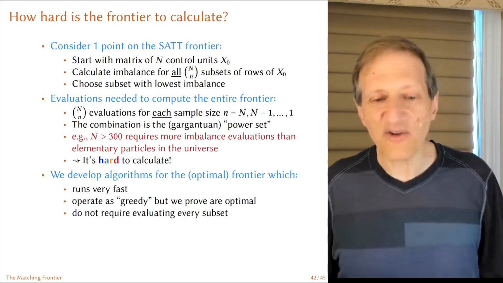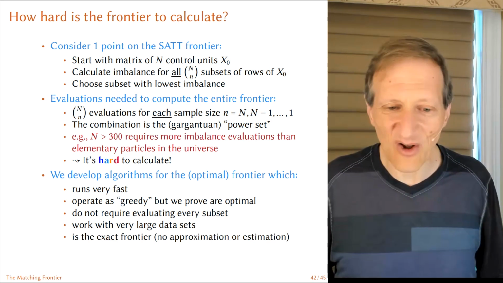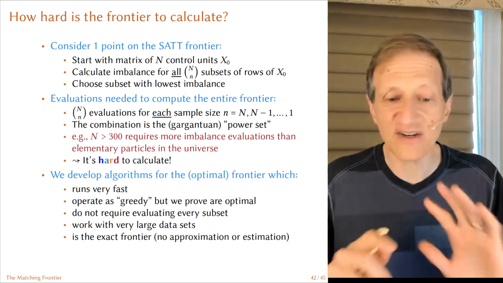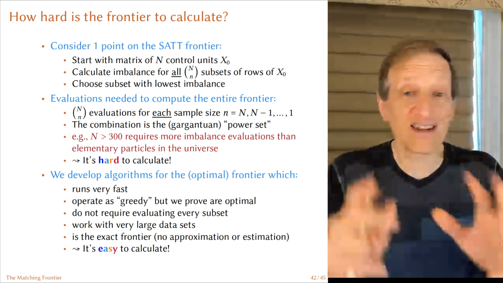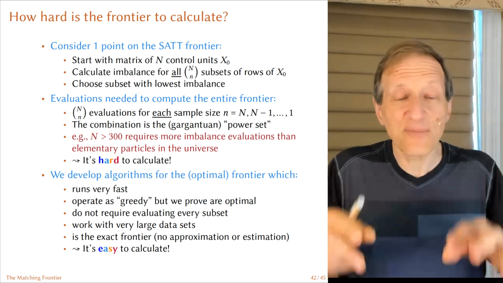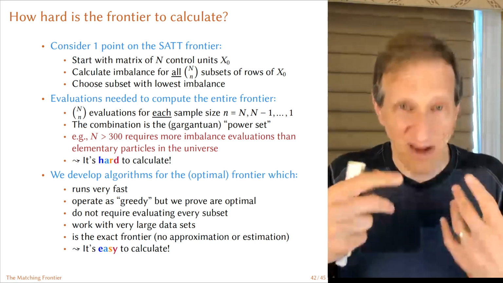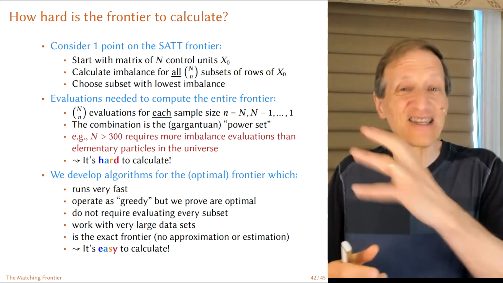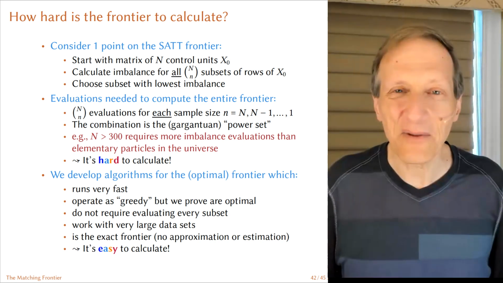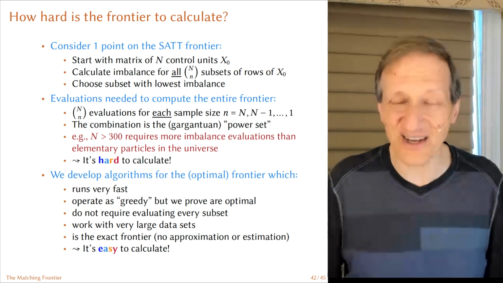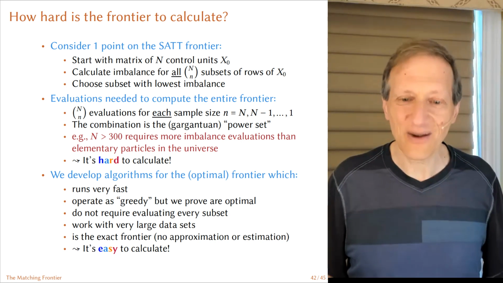They don't require evaluating every subset. They work with very large data sets. It's the exact frontier. There's no approximation or estimation. It's exactly what you want, and it turns out it's easy to calculate. So I'm not going to, in this talk, show you the algorithm, but I'm explaining that the algorithm exists. It's written in software. You can go to the Matching Frontier website and download the software. It's easy to use if you have an appropriate data set.